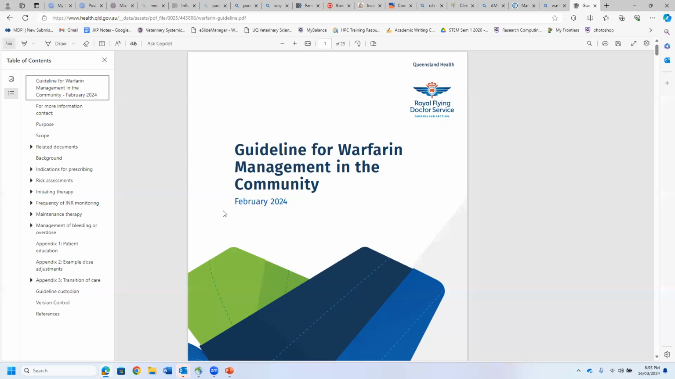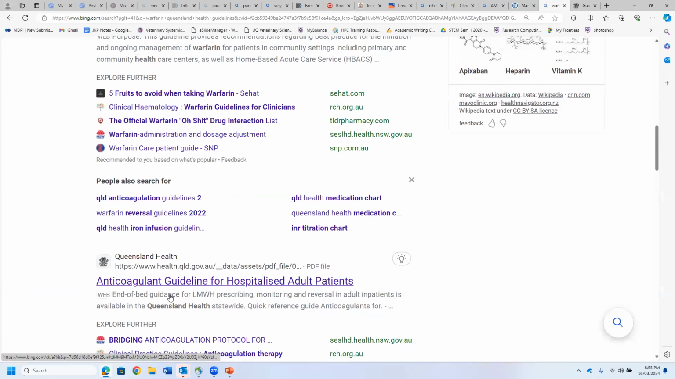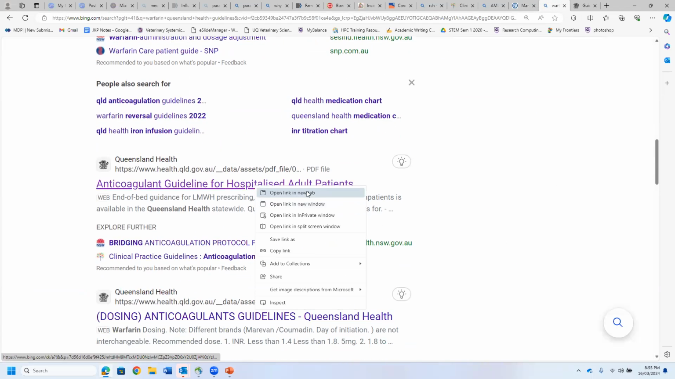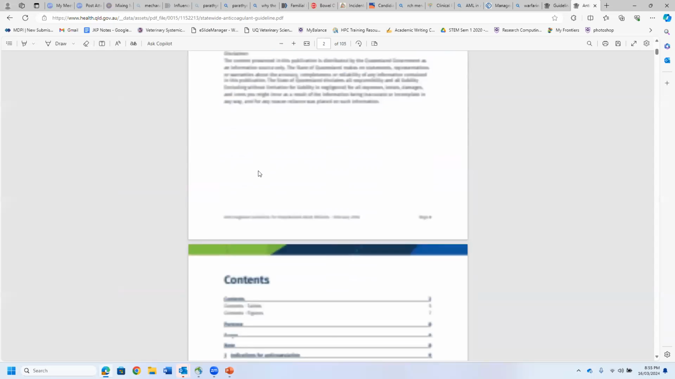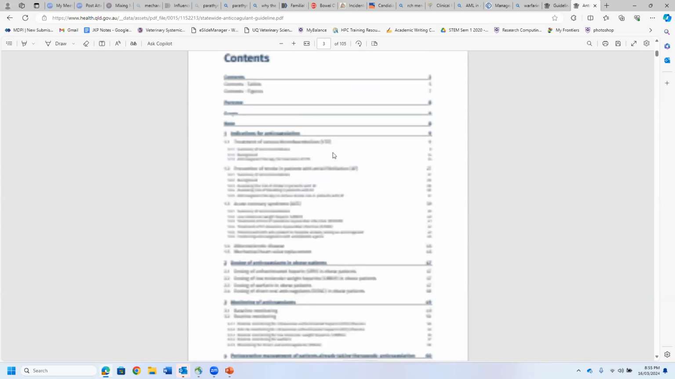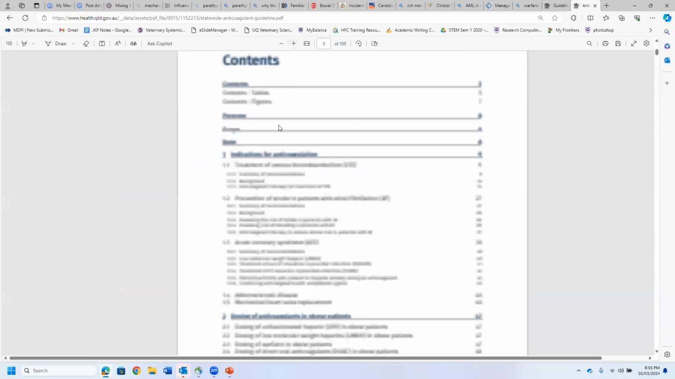This is the guideline for warfarin management in the community. It's the same one that we do in the hospital as well. So please, if you have questions, go through this one. There is another, this one, for hospitalized adult patients. So this one as well. So everything you need to know about anticoagulation, whatever type of anticoagulation.